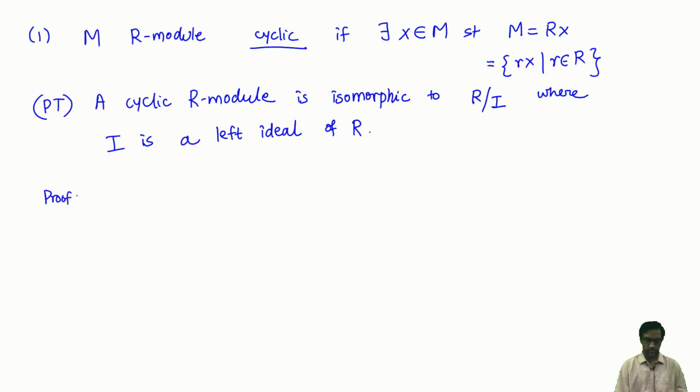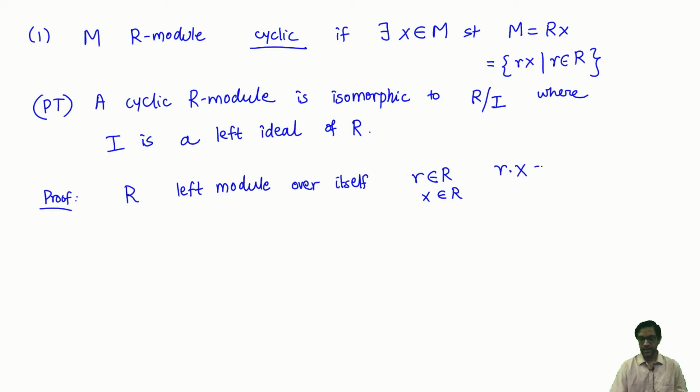Let's prove this. Firstly, let's ensure we understand the definitions here. Recall that R can be thought of as a left module over itself. How is this? By left multiplication. In other words, I take a scalar r in R, and I think of the module also as being R itself. So let's suppose I have x in R. Then how does r act on x? Well, the scalar multiplication is just the usual multiplication in the ring R.